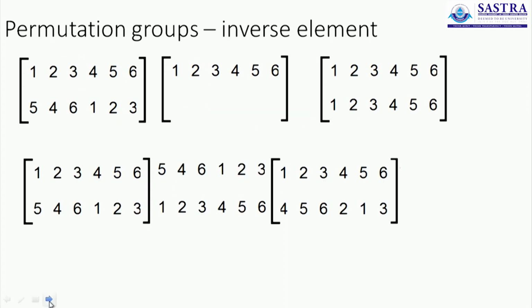And now, what about the inverse? We are interested in finding the inverse of an element A. What can A dash be? Let's say A is this, a permutation on 6 letters. So 1, 2, 3, 4, 5, 6 is mapped as 5, 4, 6, 1, 2, 3. What can be this A dash such that A star A dash is actually E?